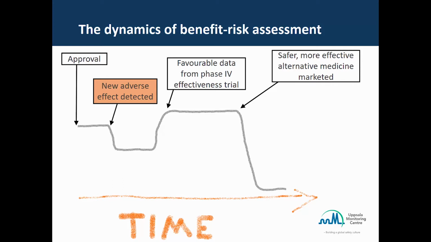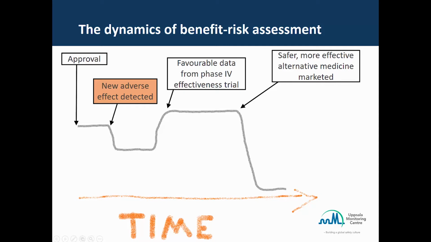But it can also go the other way. For example, we can learn that the medicine is actually more effective than we previously thought. If this happens, its benefit-risk balance will go up. So here is one example where we have identified new data from the post-marketing phase that indicates a higher effectiveness than we previously thought.